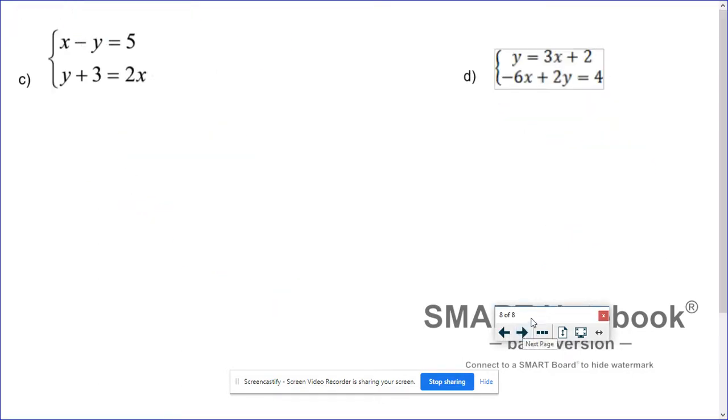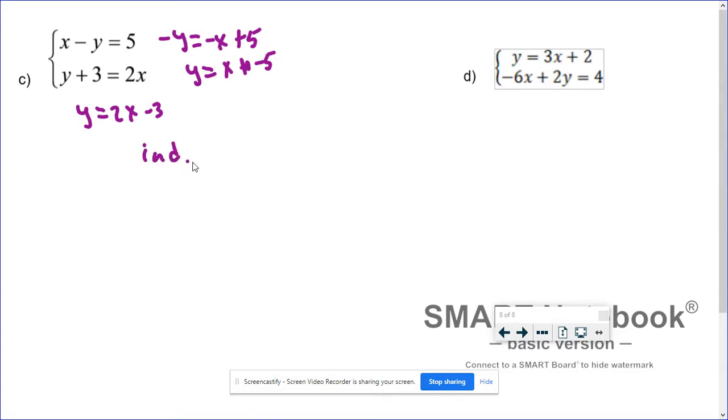Let's look at the last two. Here I'm going to subtract x from both sides, and I get the opposite of y is equal to negative x plus 5. Divide everything by negative 1, and I get y is equal to x minus 5. Here I subtract 3, and I get y is equal to 2x minus 3. They have different slopes, so this is an independent system. They're going to intersect somewhere, so there's going to be one solution there. So if this was, again, asking you for a solution, you would need to find that ordered pair.